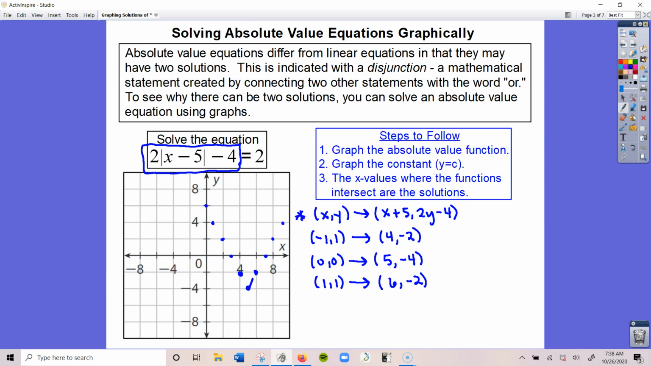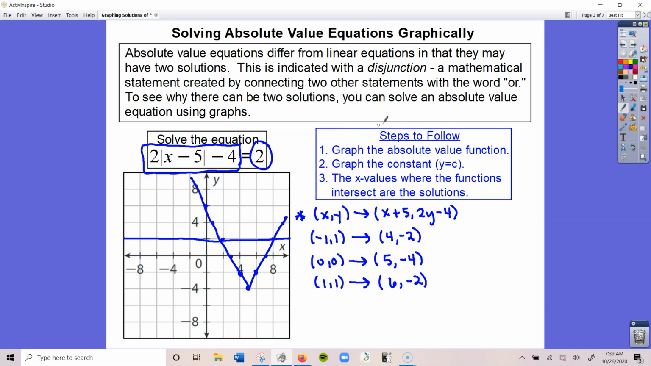That's pretty good. And now we're going to go ahead and connect. And we have our absolute value graph. Now we see that it equals 2. This is a y value. So we're going to go to y is equal to 2, and you're going to draw a horizontal line.